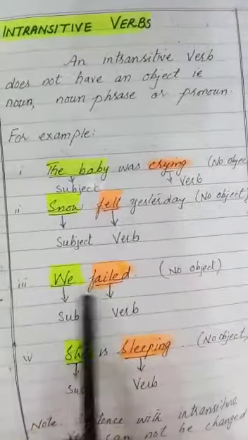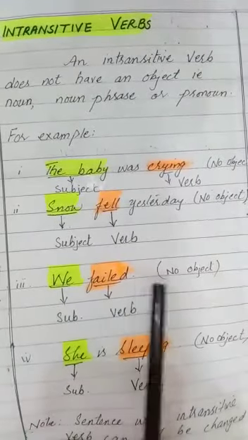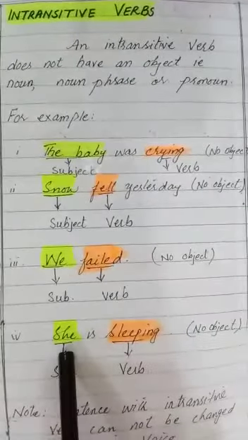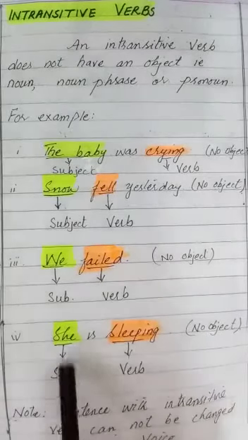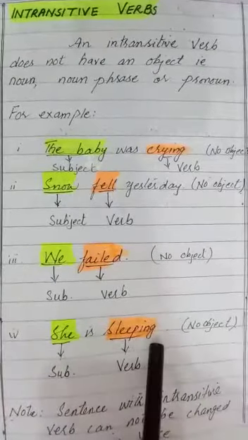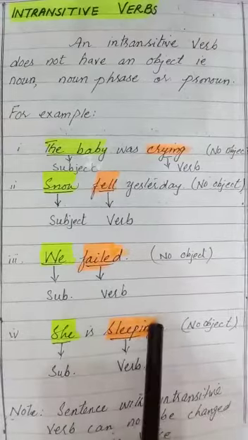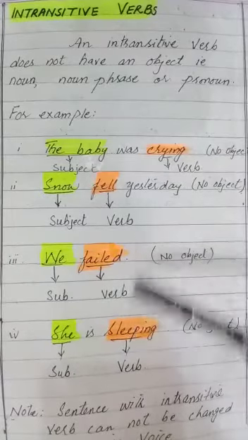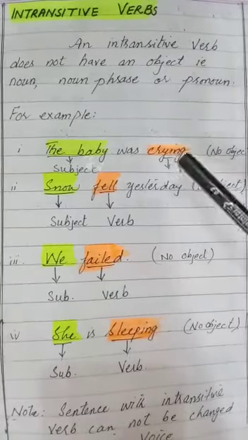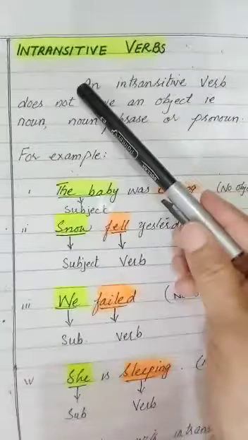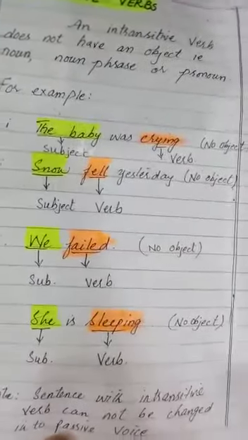Okay, next example: we failed. No object is here, only subject and verb, so that verb is intransitive. Next is: she is sleeping. She is the subject, is sleeping is the verb, and that is finished. So there is no object, and that verb is intransitive because all these verbs are not having objects and they give complete sense without an object. So when the verb is not having an object in the sentence, we say these verbs are called intransitive verbs. Clear?